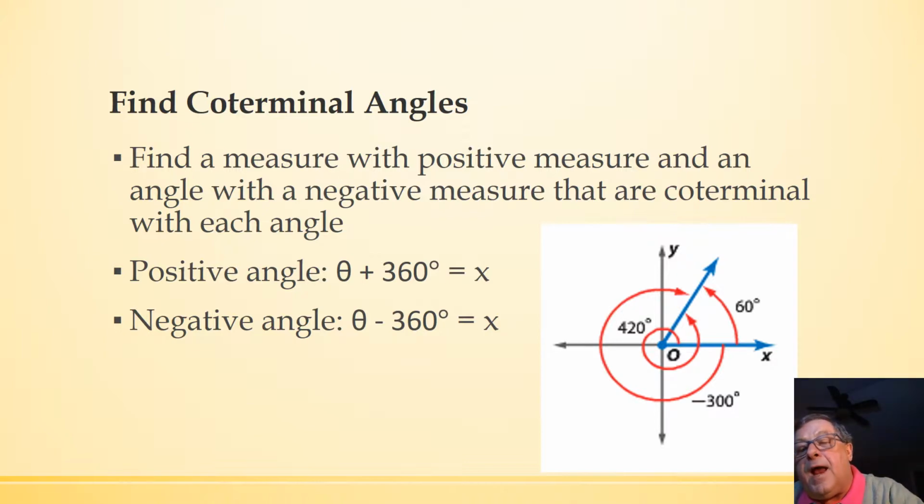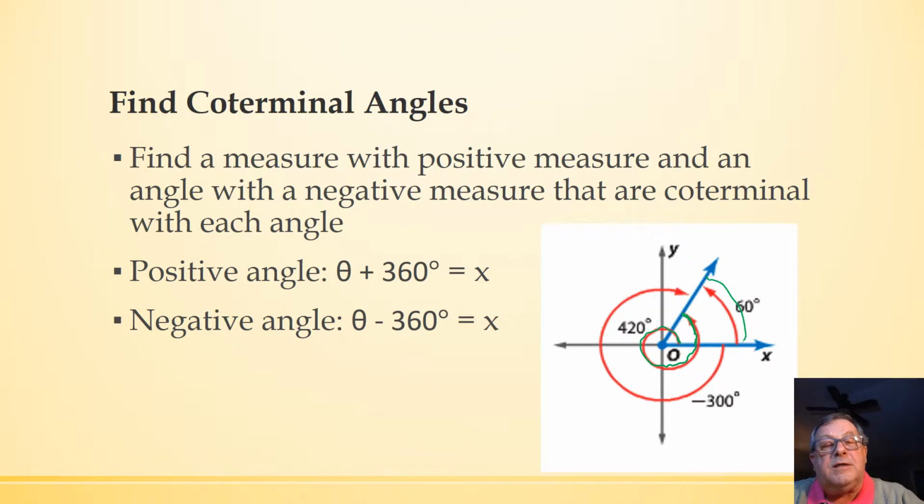So we have an angle here at 60 degrees, initial side to terminal side. But we also have a positive coterminal angle with this that begins here at the x-axis, circles all the way around 360 degrees, back to the x-axis, and then ends up back here at the terminal side. And the measure of that is 420 degrees.